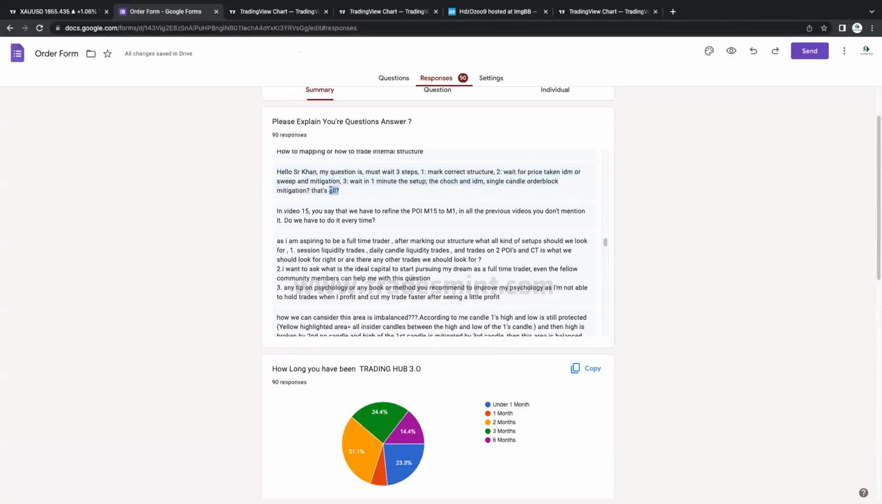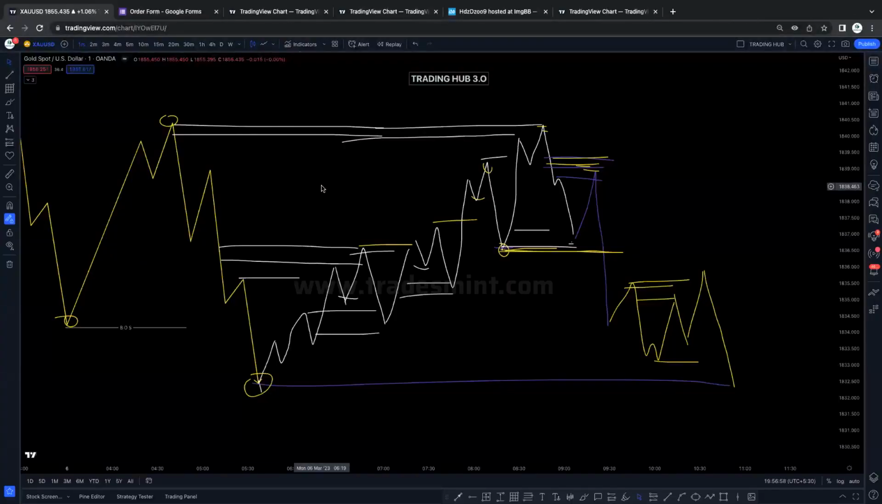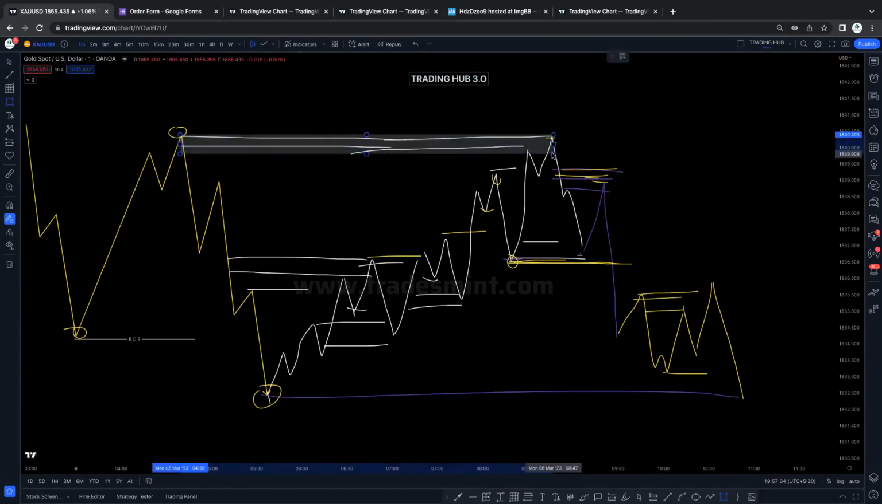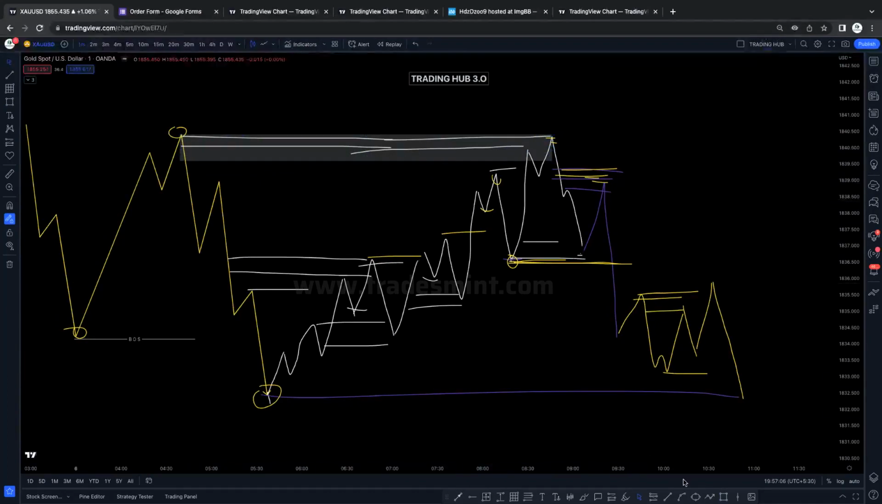In video 15, you say that you have to refine the POI on the 1 minute. In the previous video, you don't mention to do it every time. So refining the 15 minute to the 1 minute is just additional confirmation, right? For example, this is your 15 minute POI here. But when you refine on the 1 minute time frame, you will see how many order blocks are here, like this one and this one. When price taps there and gives you a reaction, it means you are getting a high probability entry, right? Tap on your extreme, then give a reaction, and then you can enter.